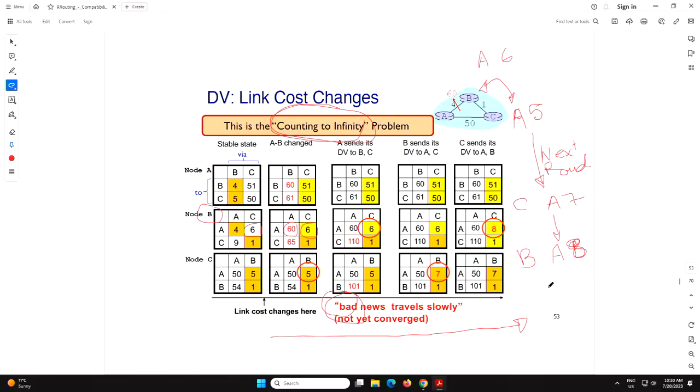And in the next round, B will advertise this A8 to C, right? So C will make it A9, right?